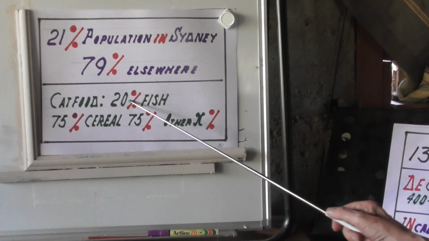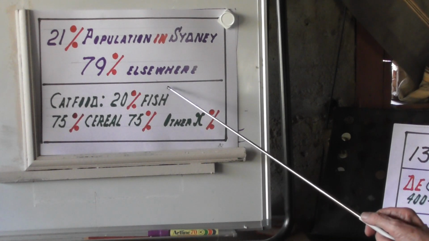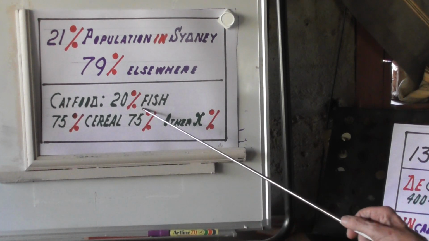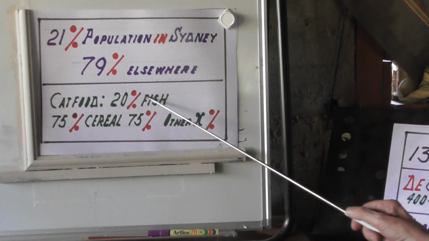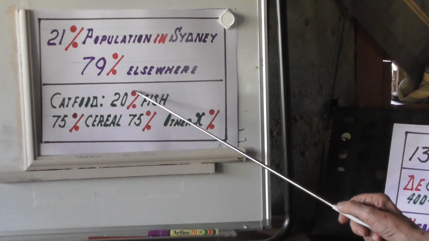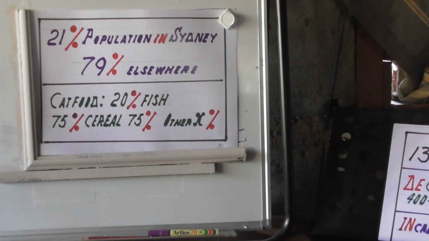Typical sum: cat food 20%, fish 70%. So altogether what we know, 20% fish, 75% cereal. So far we have 95. So something else has to be 5%.